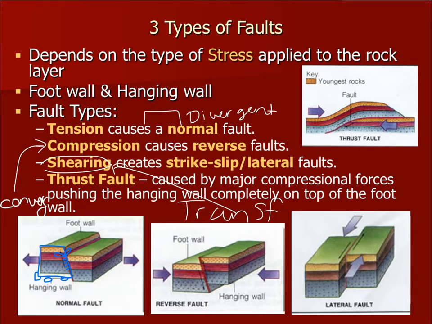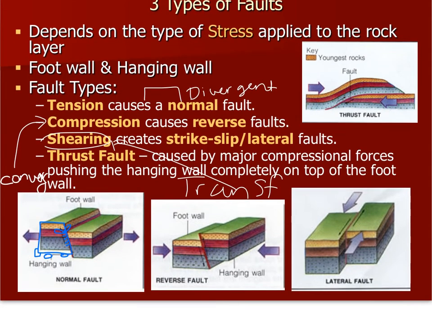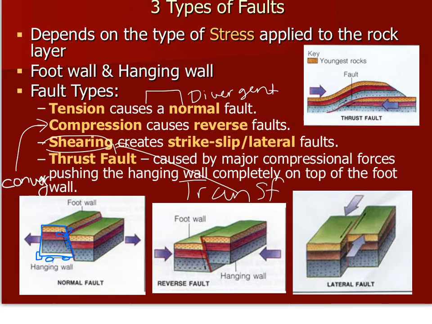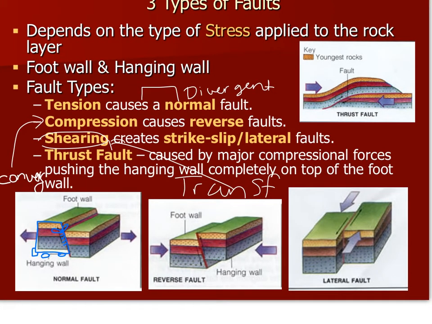So the first one we'll go over is tension. And tension is going to cause a normal type of fault. Tension again is at a divergent boundary. And sometimes what I like to do, you can see I drew a little shoe, and you were like, okay, why is that there? So I like to explain these walls in different ways.